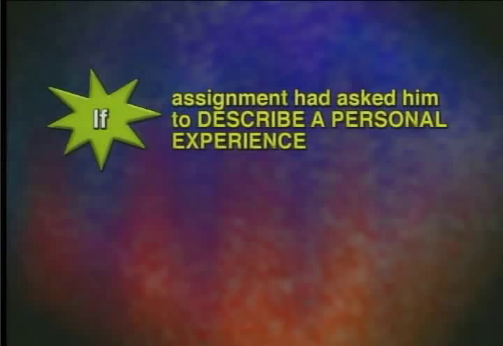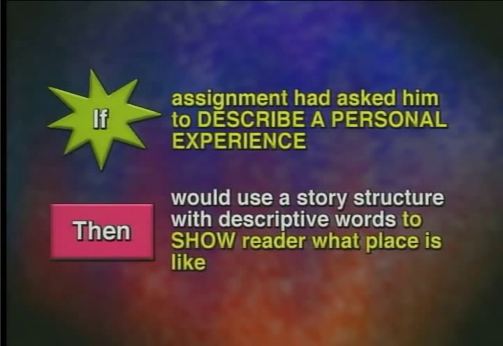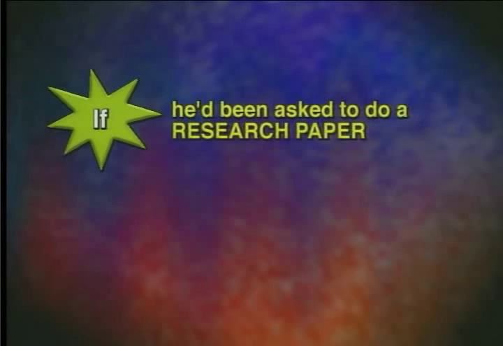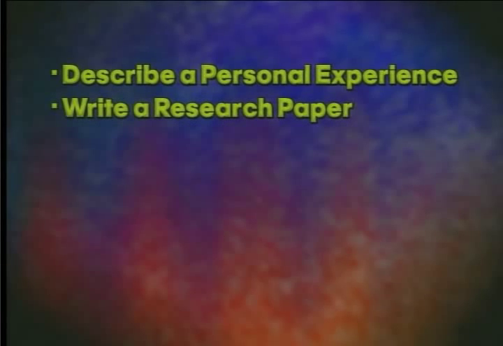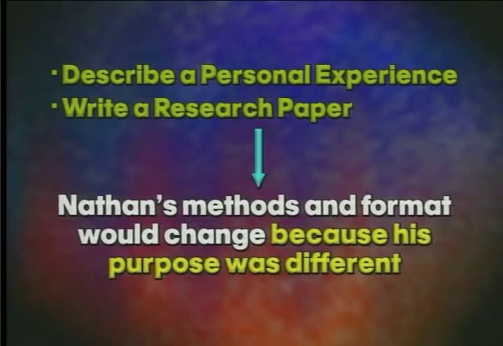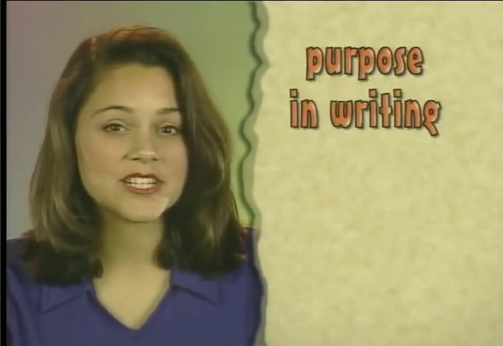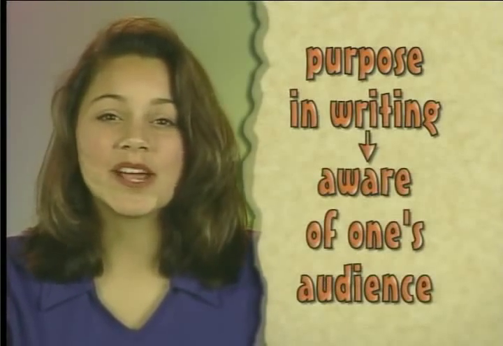Now, if his assignment had asked him to describe a personal experience about this particular environment, then he would use a story structure with descriptive words to show his reader what his place is like. If he'd been asked to do a research paper, then he'd need to spend time researching the history of that place and the people who lived there. In each of these instances, Nathan's methods and format would change because his purpose was different. Closely related to one's purpose in writing is being aware of one's audience.